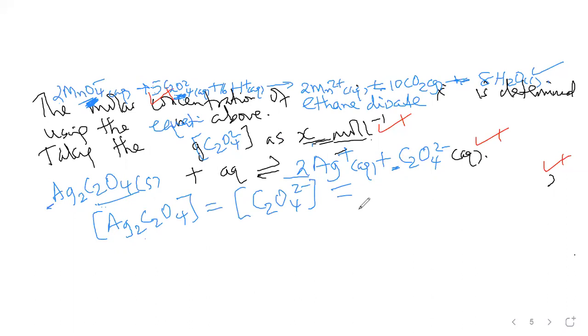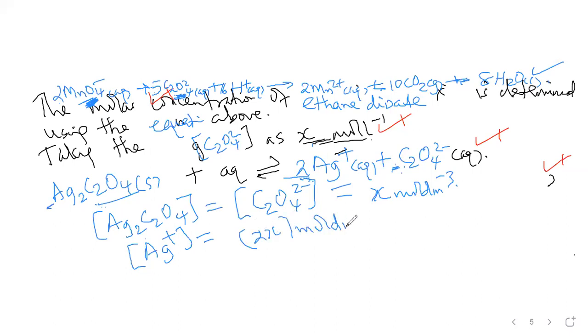Yes, teacher. So the concentration of oxalate ions will be X moles per liter. Then the concentration of the silver ions, according to the molar ratio here, if this is X, then this one will be twice that value. That okay, Muhammad?